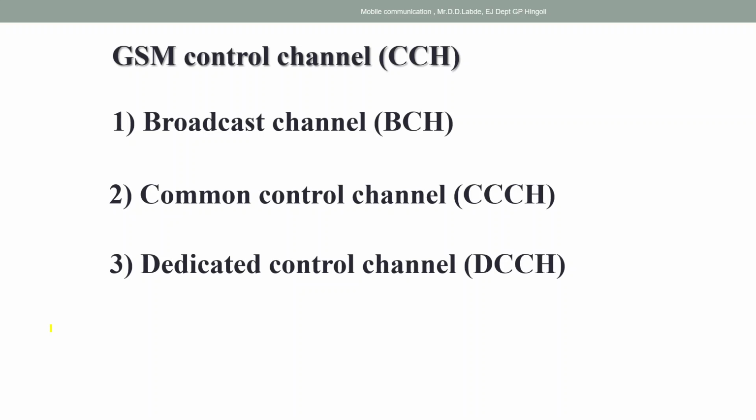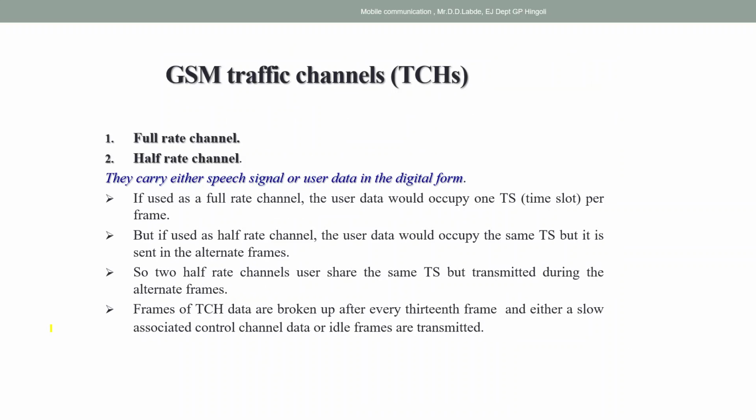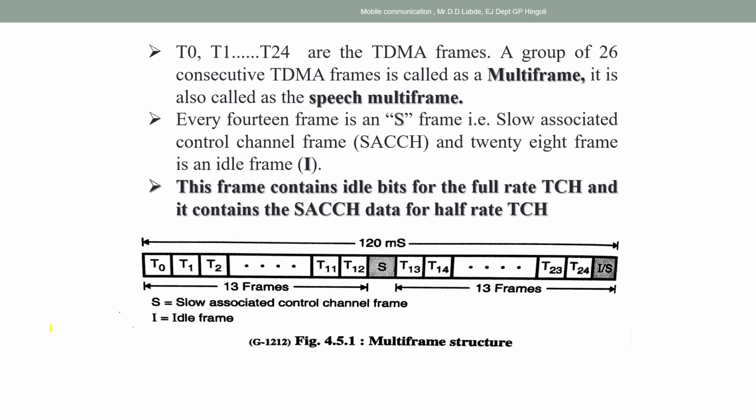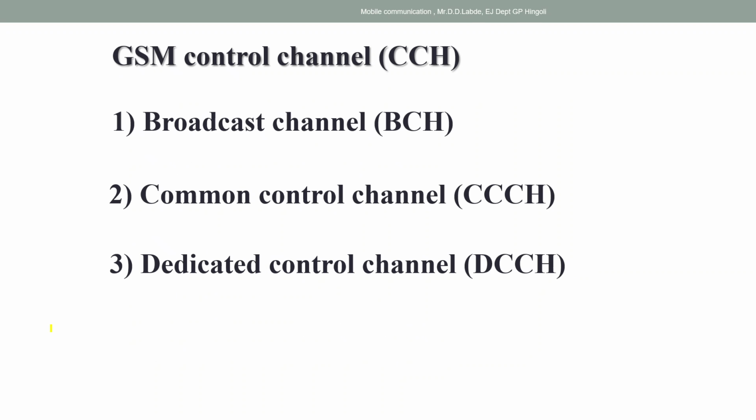Today we are going to discuss the GSM control channel. In the last lecture we discussed the GSM traffic channel. Basically, GSM traffic channels are of two types, that is full rate and half rate TCH. We have already discussed its multi-frame structure and how it works. Now we are going to discuss the GSM control channel.